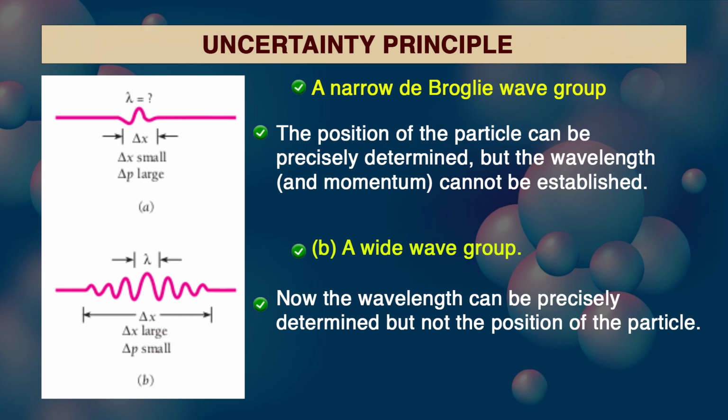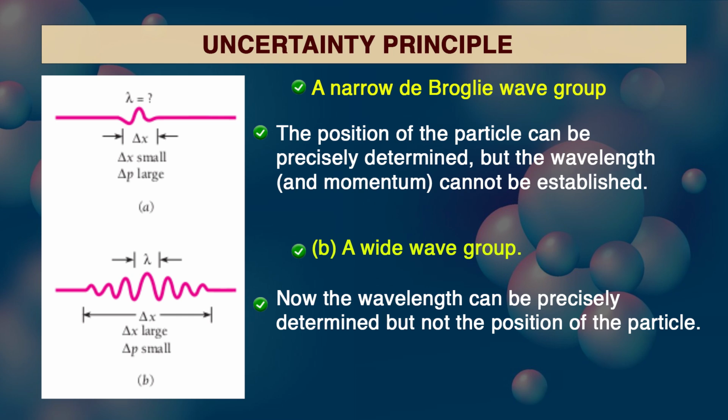But here, because it is just a disturbed wave, there is no proper wave shape. So, we cannot define its wavelength, we cannot get its wavelength. If we are not getting wavelength, then we have this formula p is equivalent to h upon lambda, so we cannot get its momentum. So, in the first case, we can measure its position, but we cannot measure its momentum.